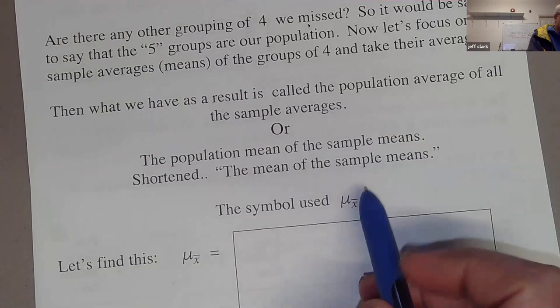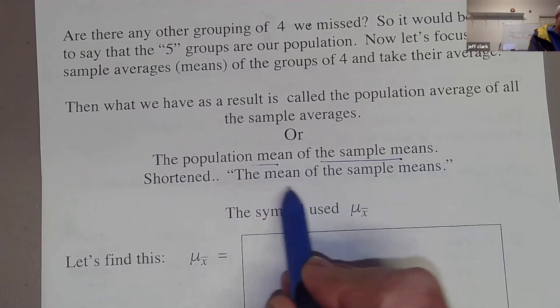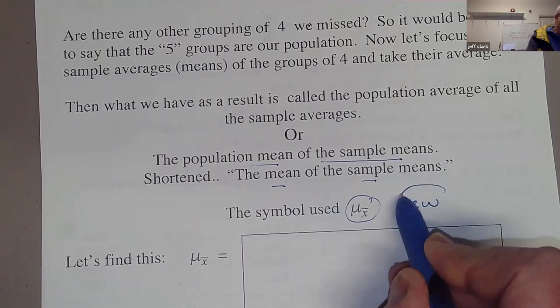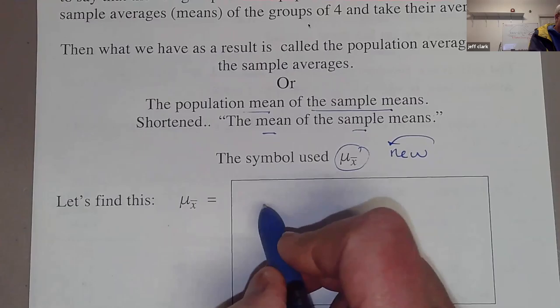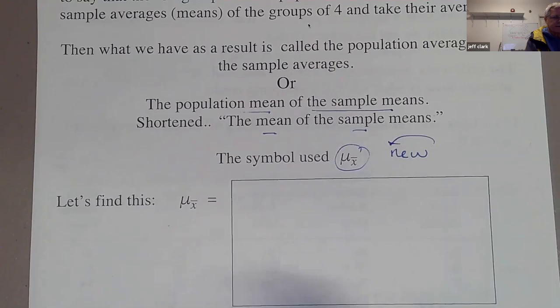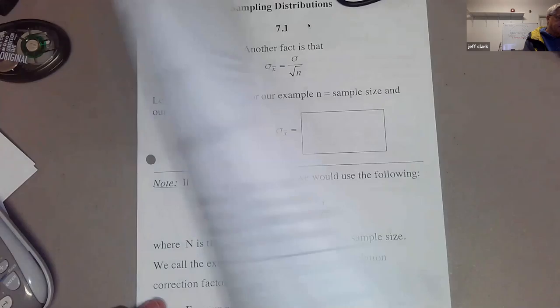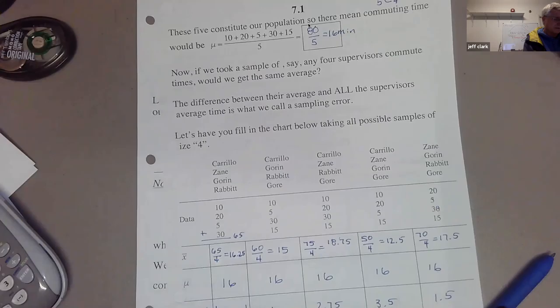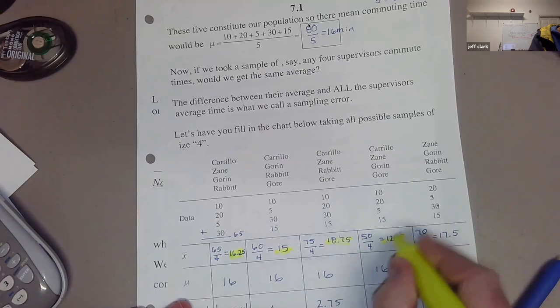So here it is. The population mean of the sample means. Sometimes they say the mean of the sample means. This is your new symbol. This is new. It's in the back of your book or packet. And it looks like this. So you're going to take each one of those values, and I'm going to flip back and forth, unfortunately. I'm going to zoom out here and write those numbers down. So I'll even show you what I'm going to write down here. Take my highlighter. I'm taking each one of these. I'm going to write those down, add them together.